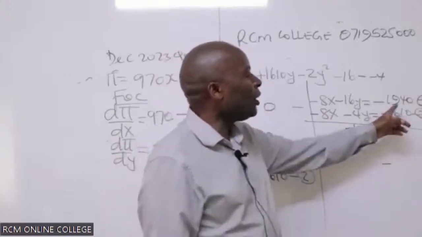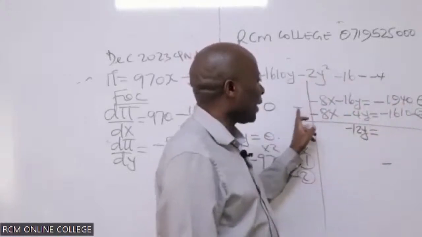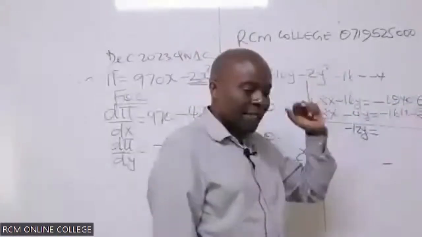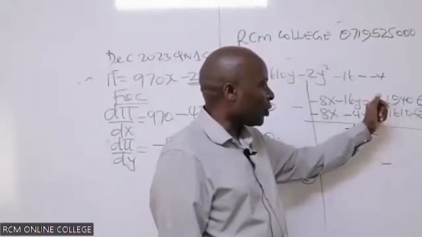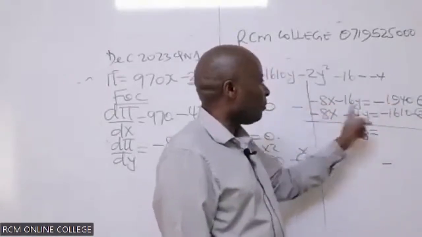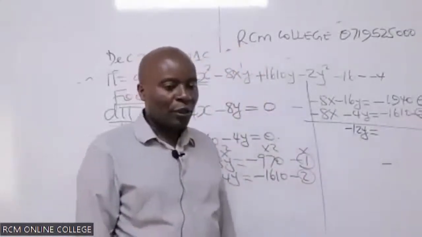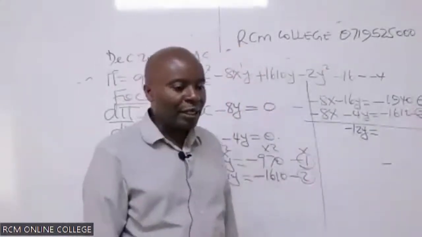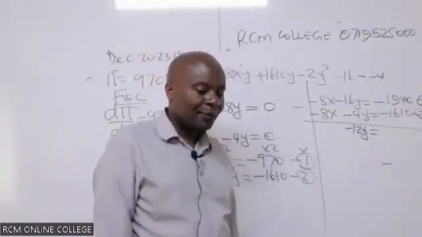Equals, how about this one? It is very easy. It's minus 1940. We have this minus 1610. So we've got two here: minus 1940, minus here, minus 1610. What are we getting there?